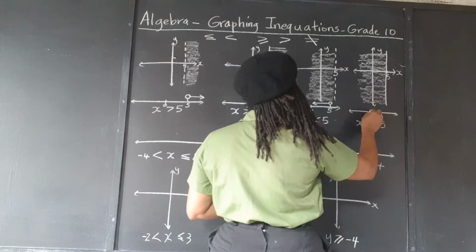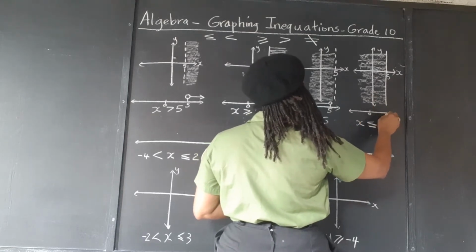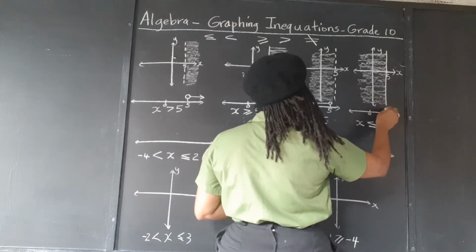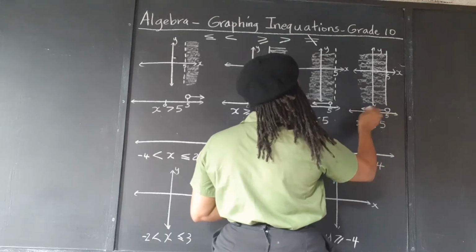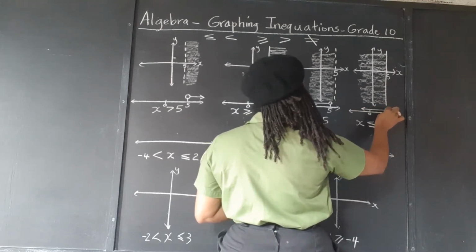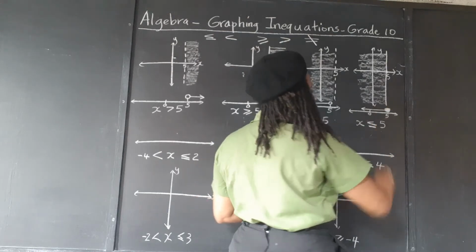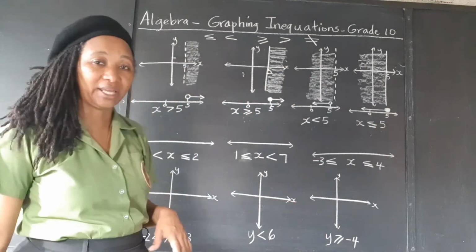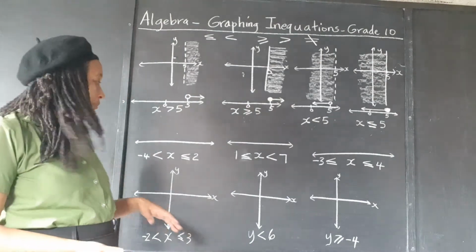On the number line, we have our 5. Arrow to the left because it's less. But because it's less than or equal to, we shade inside there. Alright, you get the drift, you get the pattern.